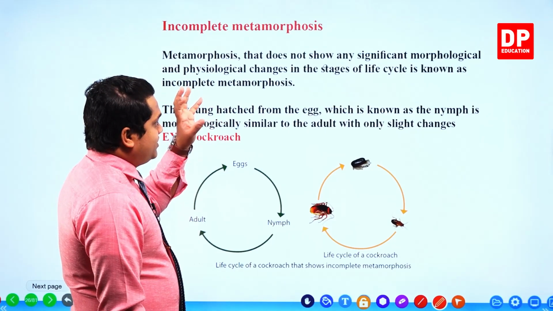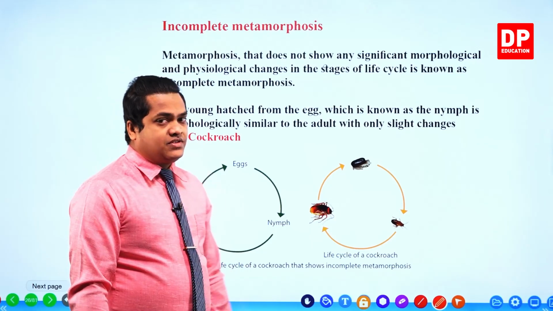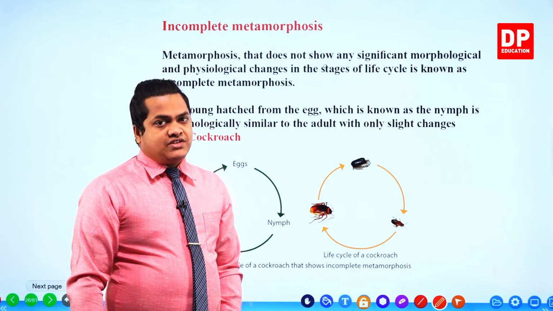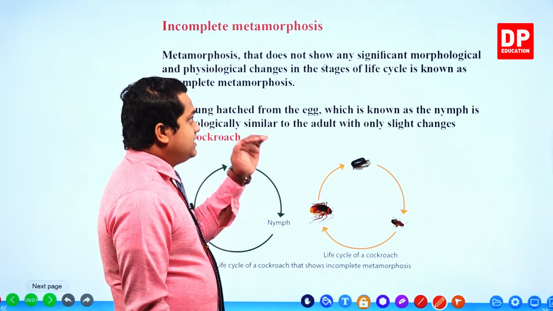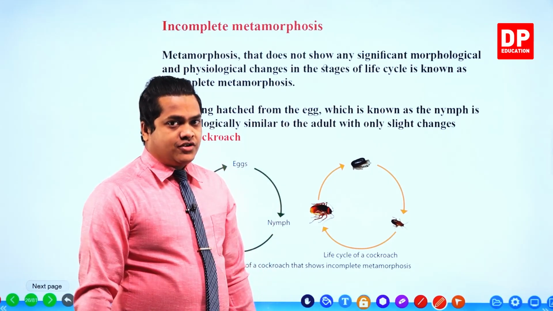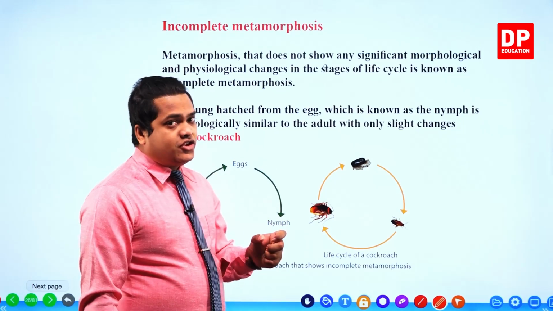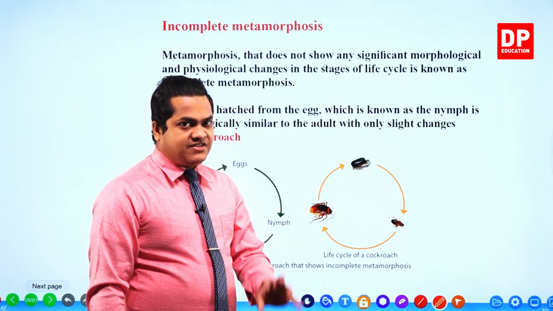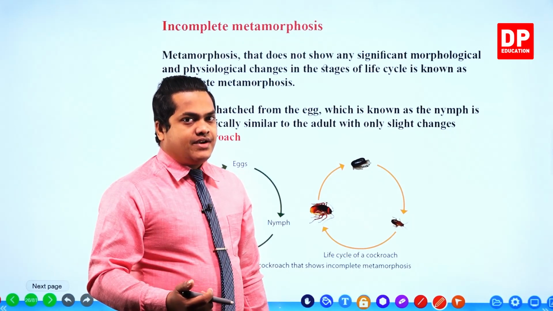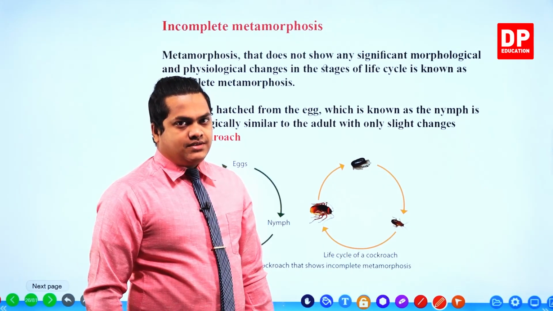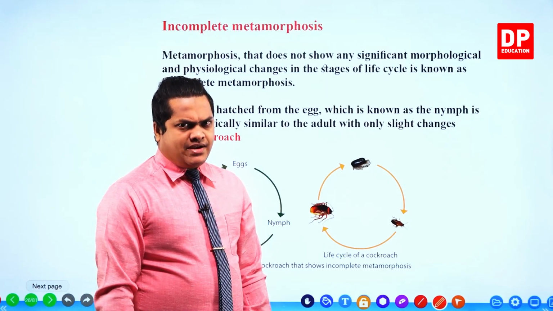Absence of significant morphological and physiological changes in the stages of the life cycle is known as incomplete metamorphosis. If they do not have significant morphological features or significant physiological changes within the stages of their life cycle, then my dear children, that metamorphosis is referred to as incomplete metamorphosis.